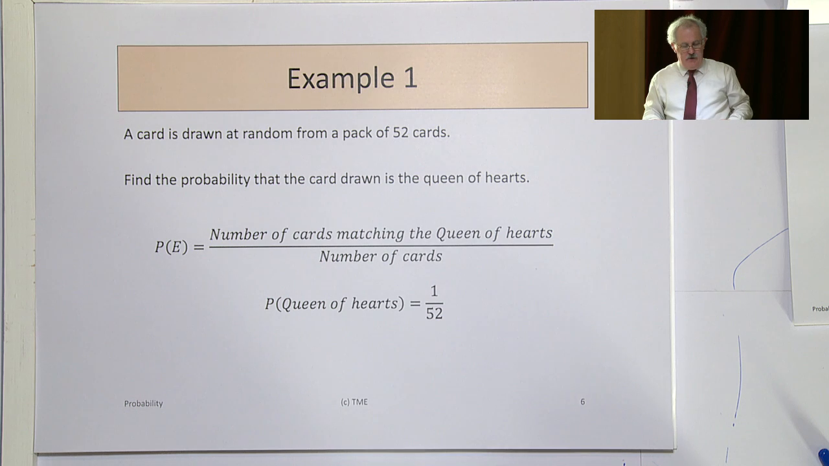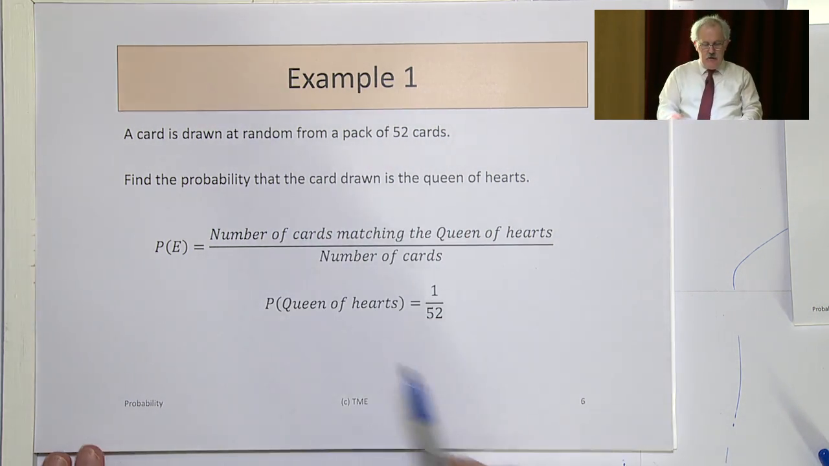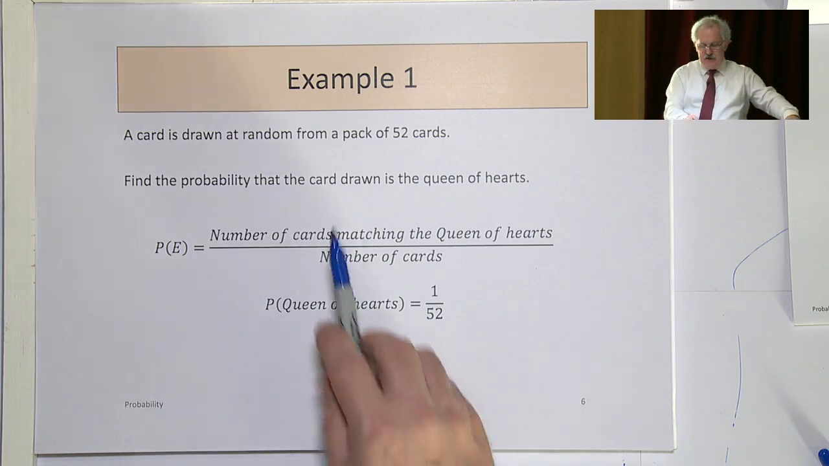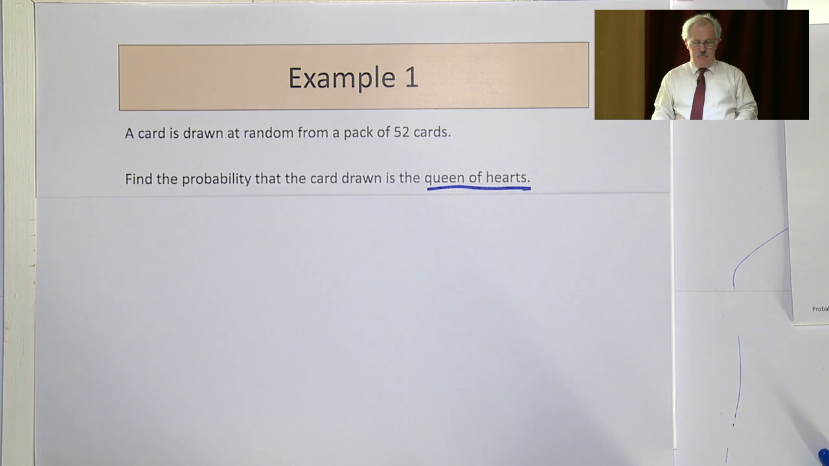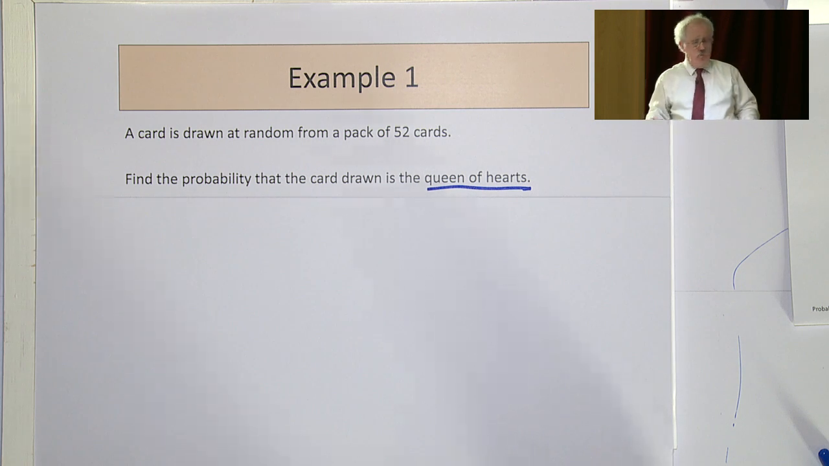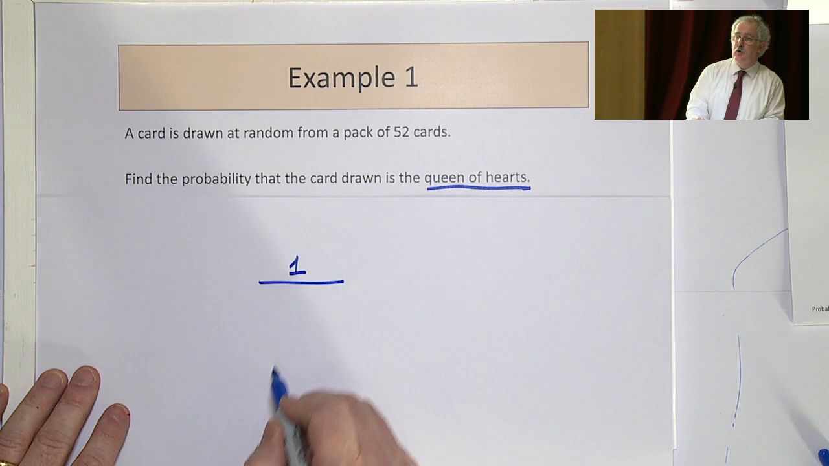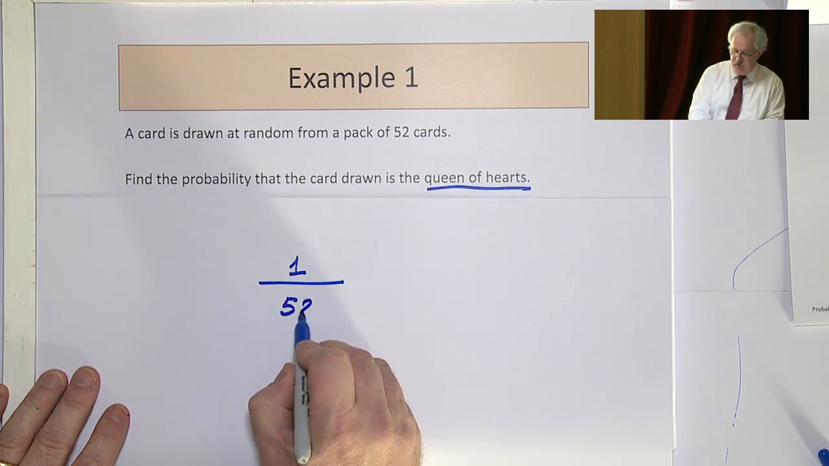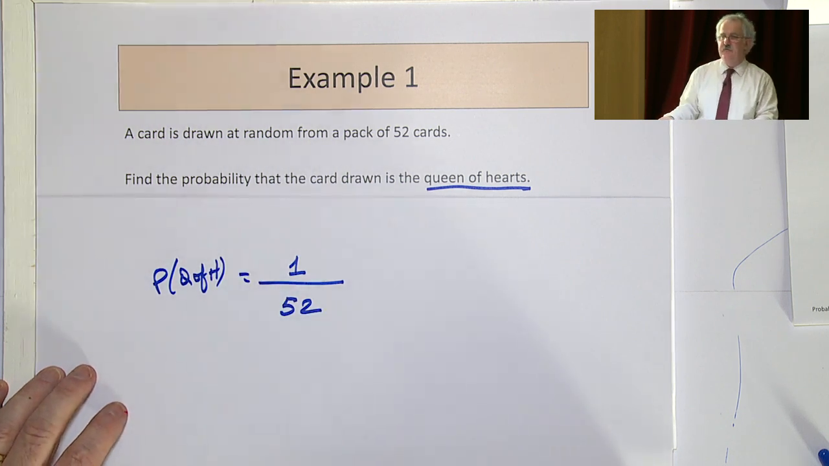So example 1, a card is drawn at random from a pack of 52 cards. One card. What's the probability that the card drawn is the Queen of Hearts? How many Queen of Hearts are there? 1. How many cards are there? So total number of cards like the Queen of Hearts, 1. Total number of cards, 52. P(Queen of Hearts) is 1 out of 52.